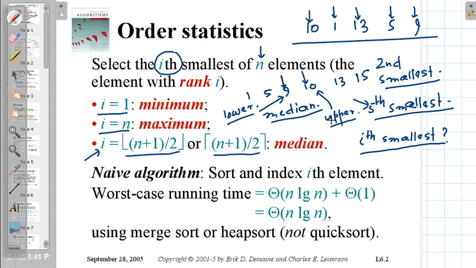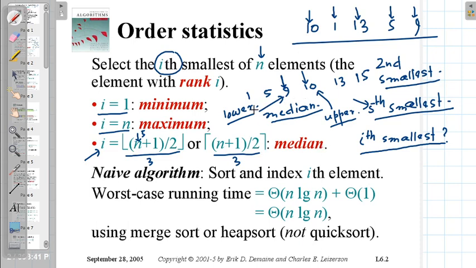Let us take the example that n is odd. If n equal to 5, then 5 plus 1 by 2 is 3. And 5 plus 1, 6 by 2, that is also 3. So if n is odd, we have only one median, because both the floor and the ceiling of n plus 1 by 2 result in the same number.